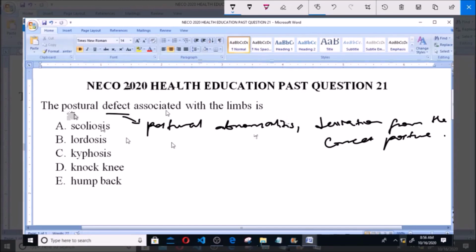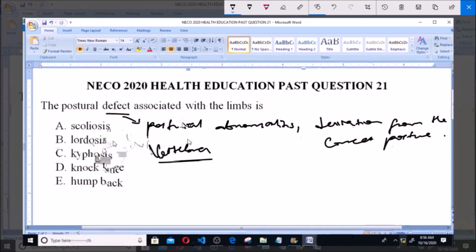Now, option A says scoliosis. Scoliosis, lordosis, kyphosis, and humpback are all associated with what? With the vertebra. That is, they are associated with the backbone. In scoliosis, there is an extreme curvature towards the side. In lordosis, the lumbar vertebra curves inward extremely than normal.